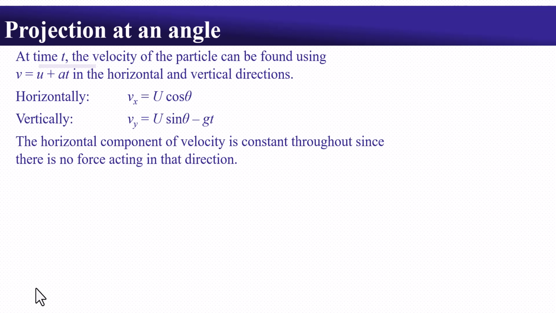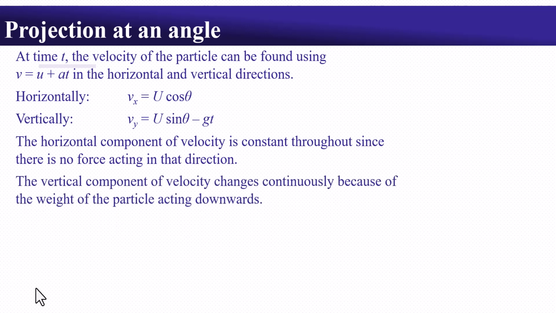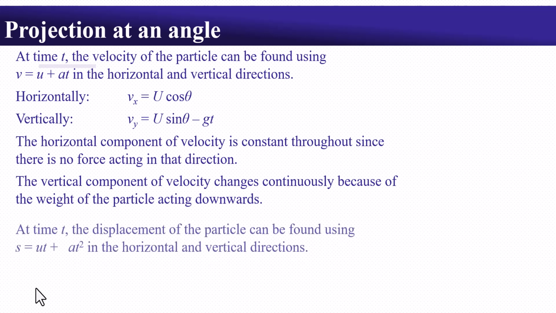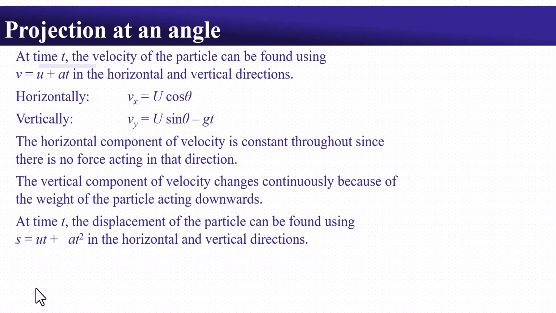The horizontal component of velocity is constant throughout since there is no force acting in that direction. I think that one is also clear. And then the vertical component of velocity changes continuously because of the weight of the particle acting downwards. At time t, the displacement of the particle can be found using s equals ut plus a half at squared in the horizontal and vertical directions.